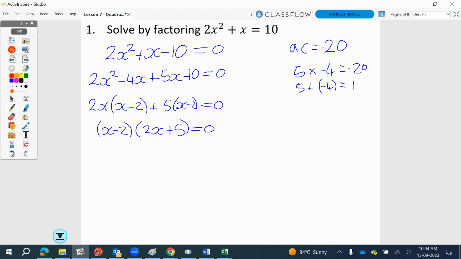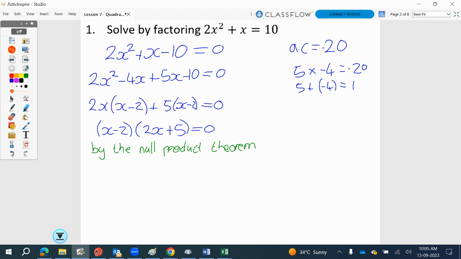At this point, I've got it into factor form, and I can use the null product theorem. So by the null product theorem, you should be familiar with the idea that if the product of two or more factors is equal to 0, it means one or more of those factors must also be 0.